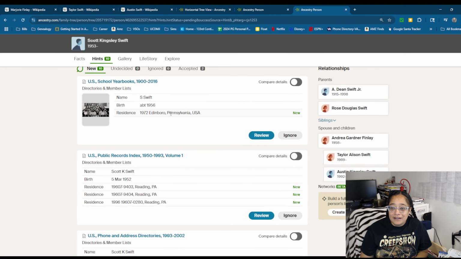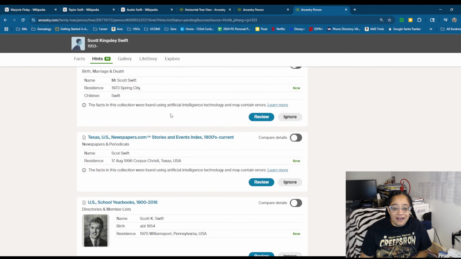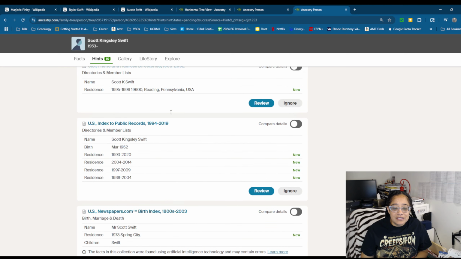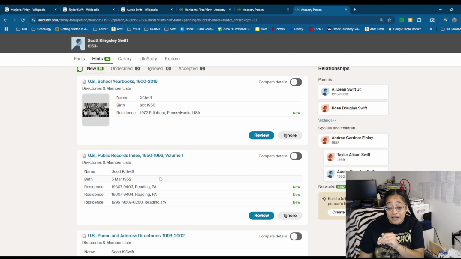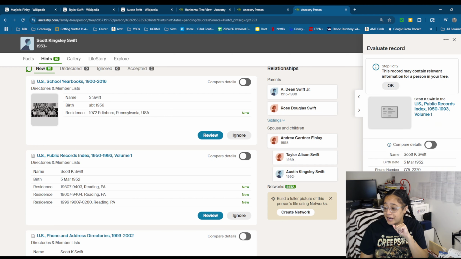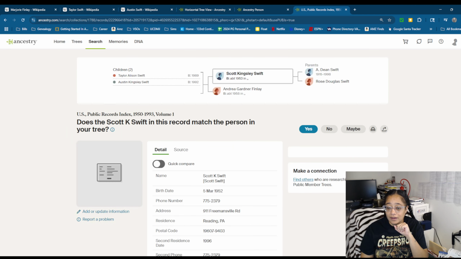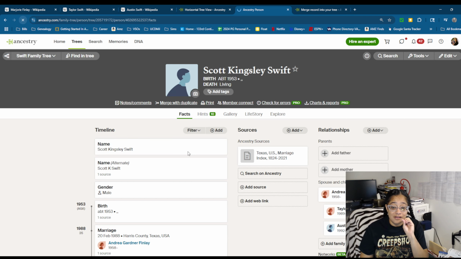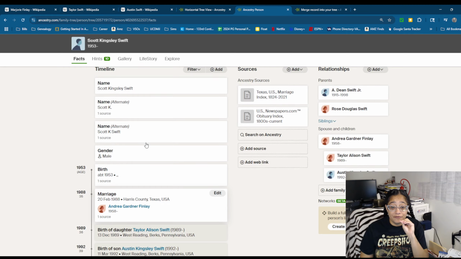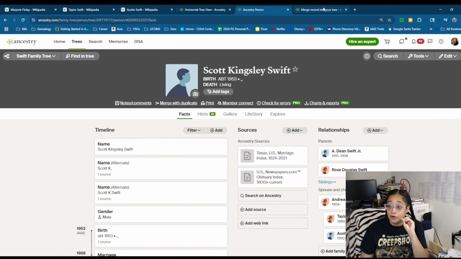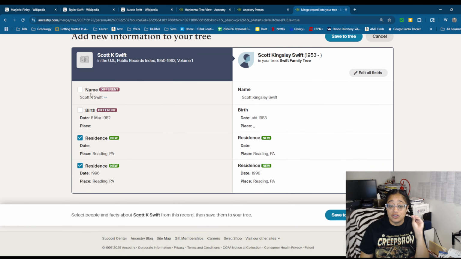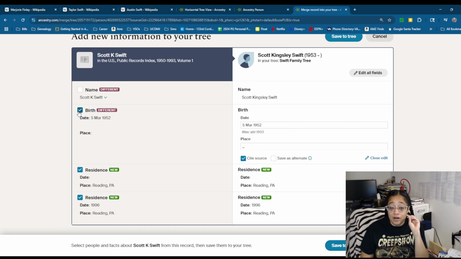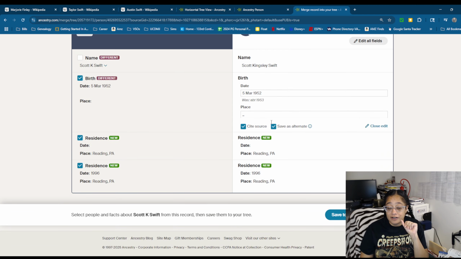And so I'm going to go here and I'm just looking to see if there's anything I want to add. I'm going to go ahead and add this U.S. Public Records. It's all in Reading, and I believe this is the correct date of birth. So we're going to add this and hit yes. Now remember, on my facts page, after I've refreshed, we already have a Scott K. Swift as an alternate name. So I can just leave this box unchecked. I am going to, however, check the birth box so I get a full date of birth.